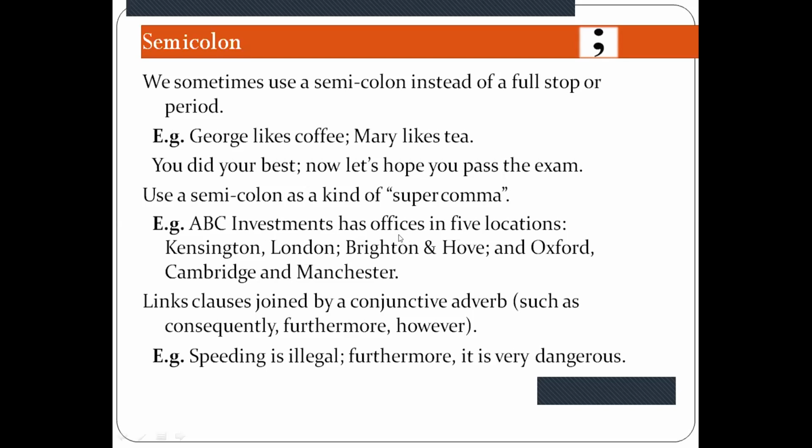ABC Investments has offices in five locations: Keston, London; Brinton, Hove; and Oxford, Cambridge, and Manchester. So here there are items that also have commas in them. To separate the list, where the list has commas in it, we usually use semicolons.